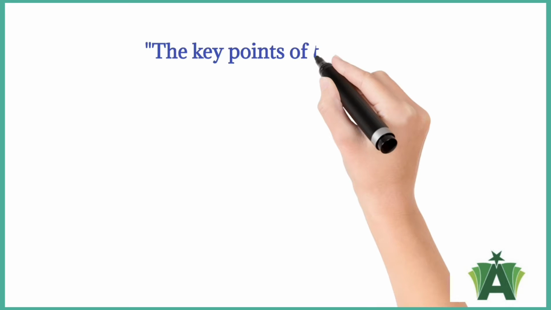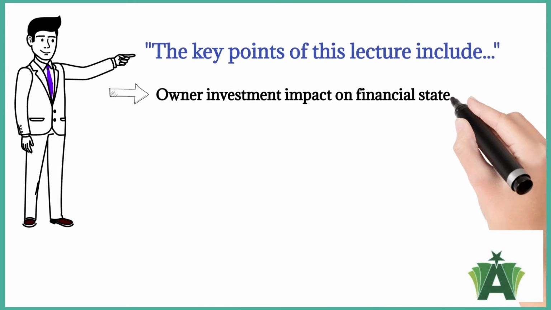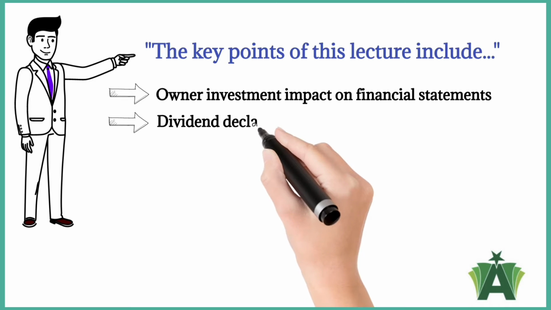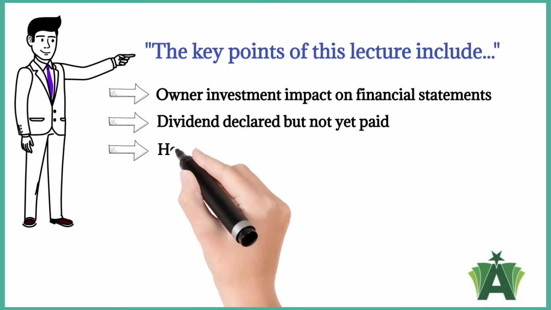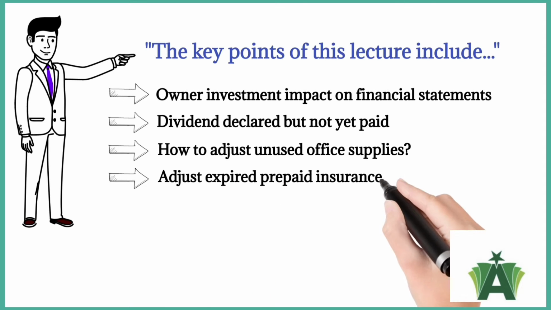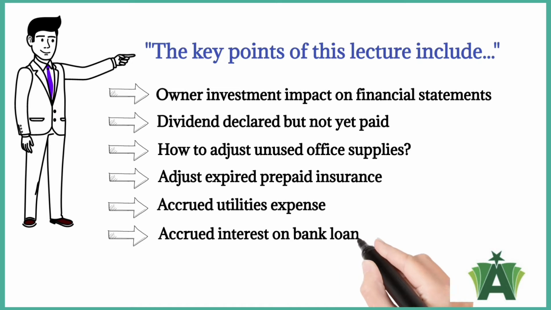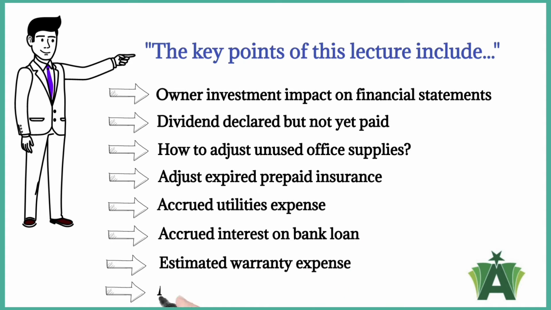The key points of this lecture include owner investment impact on financial statements, dividend declared but not yet paid, how to adjust unused office supplies, adjust expired prepaid insurance, accrued utilities expense, accrued interest on bank loan, estimated warranty expense, inventory write-down due to obsolescence.